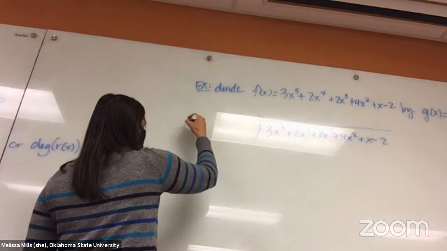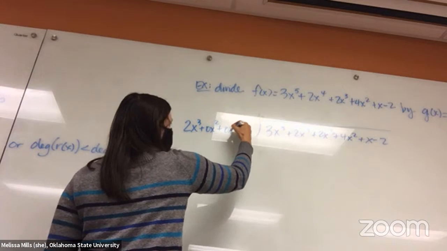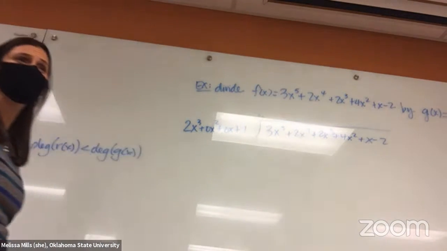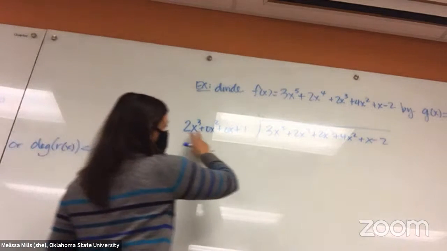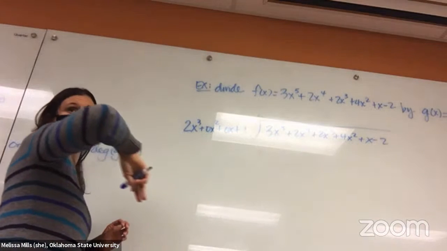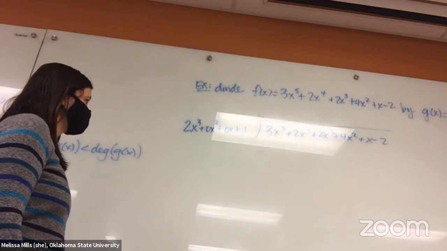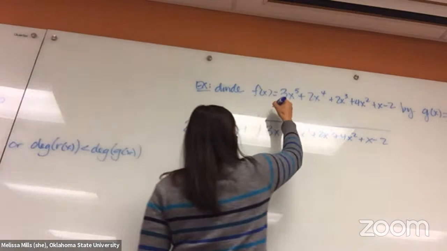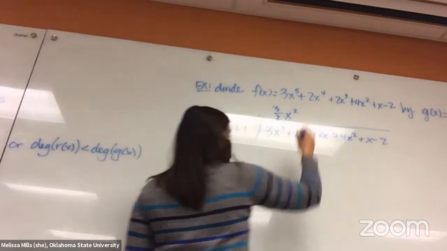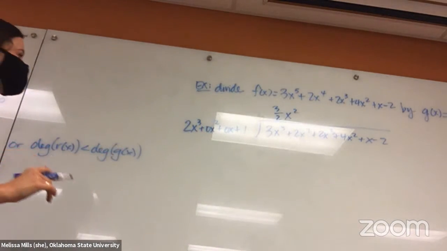So I'm going to write it as 2x cubed plus 0x squared plus 0x plus 1, just for some placeholders. I think it'll help us in our computation. Okay, so what can I multiply 2x cubed by to get 3x to the 5th? Yeah, 3 times x squared. Good. We definitely need an x squared, then we need to make the coefficients work out, right? So 3 times x squared, perfect.